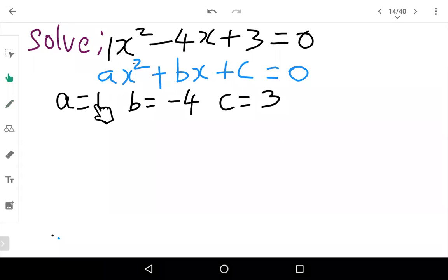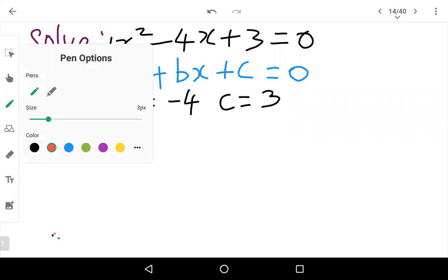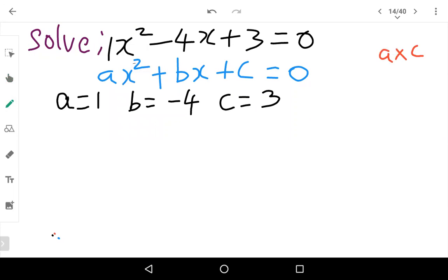Okay. Now after this, what we are supposed to do is multiply a and c. Now when you multiply a and c, a is 1, c is 3. So you get 1 3s are 3. Now you have to find the factors for this 3. Use the tables. So for 3, you will have 1 3s are 3 or 3 1s are 3, because it's a prime number and it is divisible by itself and by 1.